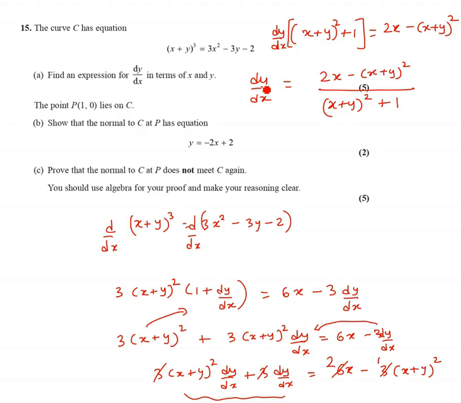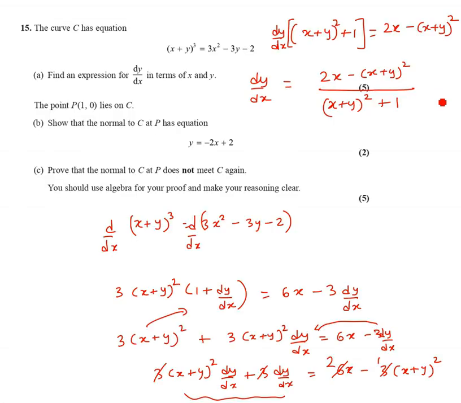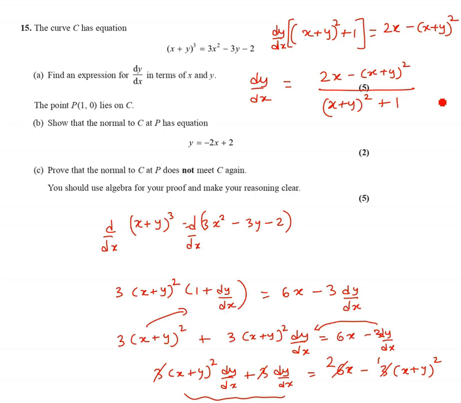So this is also the gradient of the tangent drawn at any point on the curve. This is like a function. Okay, we can check the answer quickly. So 2x minus (x plus y) whole squared over (x plus y) whole squared plus 1. So that's correct.